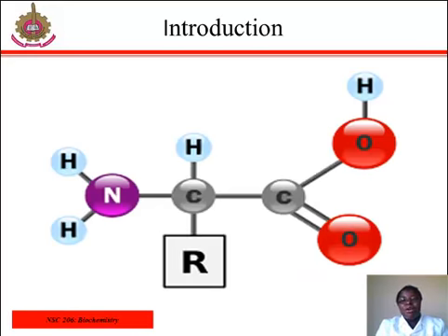Amino acids are biologically important organic compounds composed of an amine group, a carboxylic acid functional group, and a side chain specific to each amino acid.